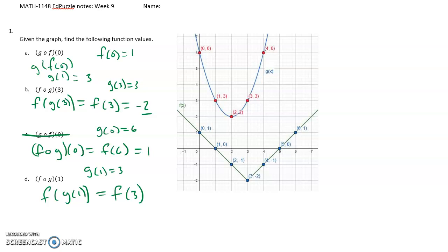When x is 3 on f, y is -2. So the f of 3 is -2. So f of g of 1 is -2. So we just have to work through these slowly.